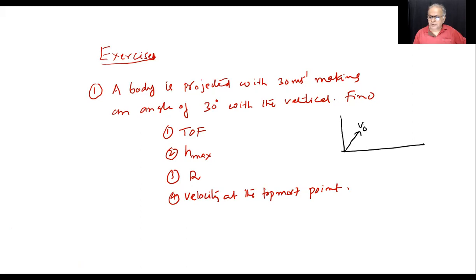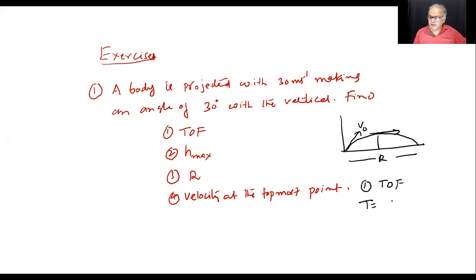So this is the kind of motion. He's asking you to calculate what? Time of flight, this R, this H max, all these things, and velocity of the topmost point. These things were asked. So can somebody tell me quickly? First answer, time of flight is how much?